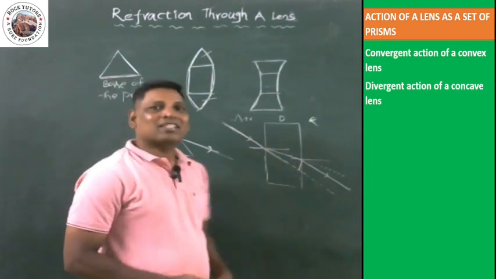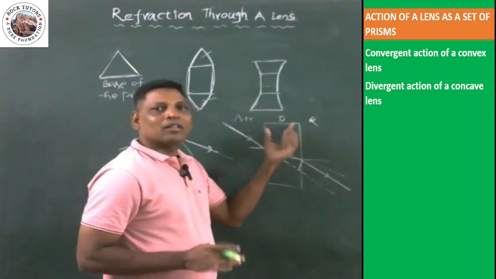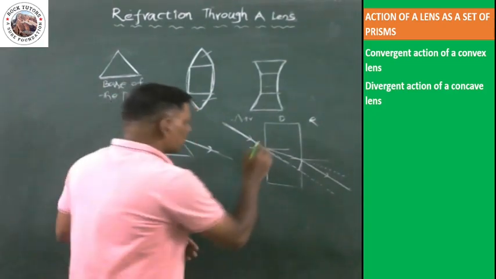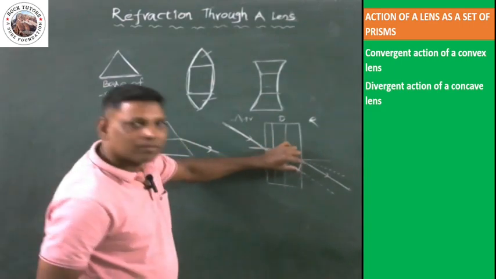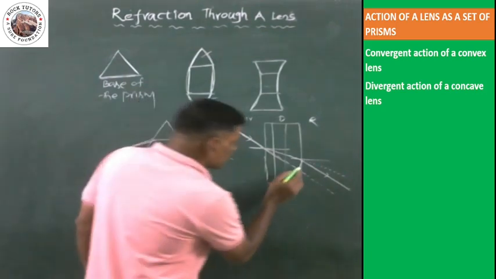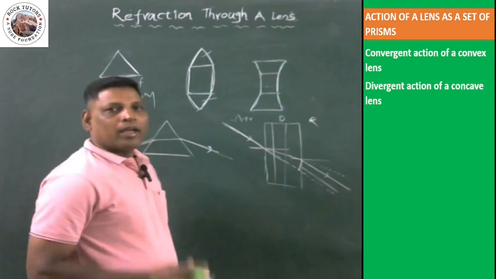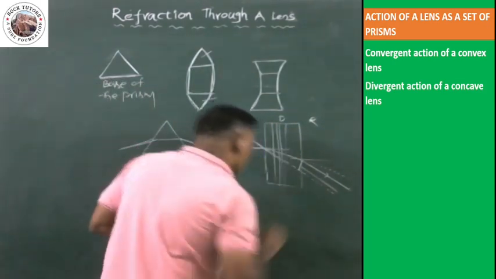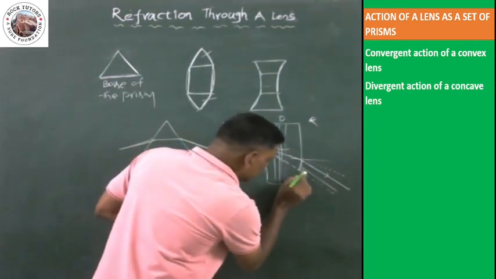Now the lateral shift depends upon the width of the glass slab. If the glass slab width is decreasing, what happens? Then the lateral shift also decreases. So this will be closer to here. If I decrease the glass slab more, then this lateral shift also decreases.